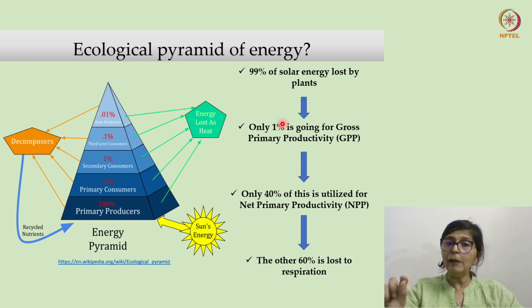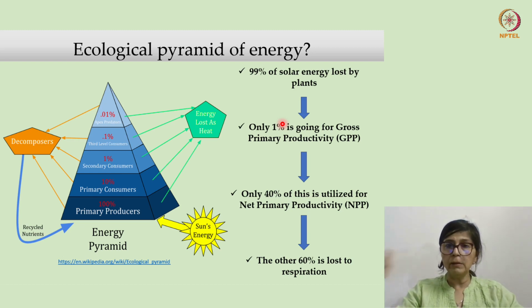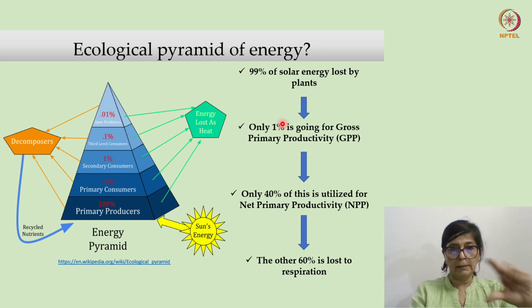So you can see only 40% of that 1% is utilized for net primary production, and from that, the other 60% is lost in respiration. Okay? Plants also respire. It's not that only animals do. Plants also respire. So that is 60% gone. That is how only that much, 1%, is going to the next level. So this is how the pyramid of energy is integrated.